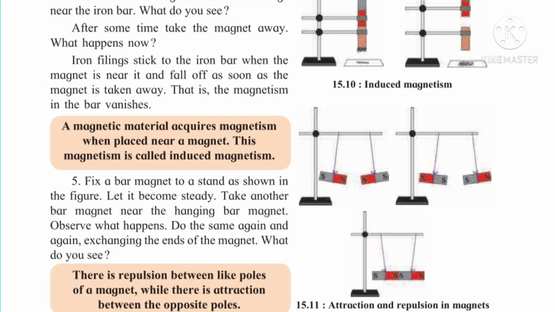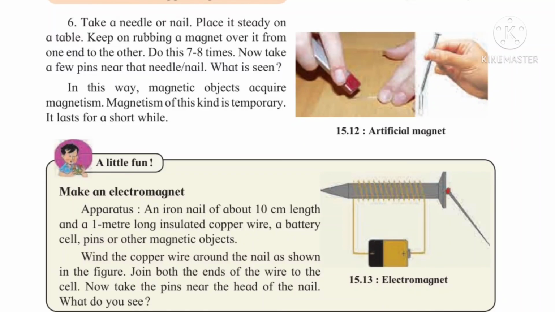In the previous clip we already saw that when like poles are close to each other, there is repulsion. There is repulsion between like poles of a magnet, while there is attraction between opposite poles. When opposite poles are close to each other, they stick to each other, and when like poles come close, they repel from each other. So that is a very important property of a magnet, repulsion and attraction. Okay, now see the next property.